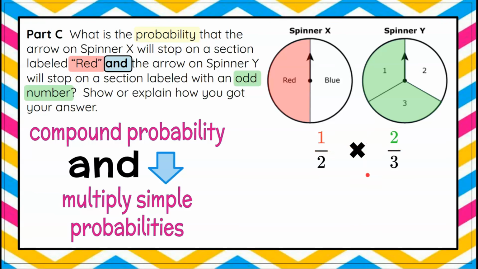1 times 2 is 2, all over 2 times 3 is 6. Both numerator and denominator are divisible by 2. So my probability is 1/3, the same outcome as when I used my sample space.